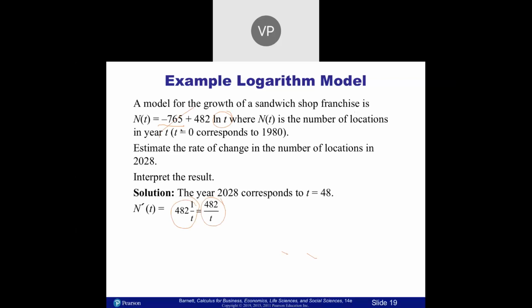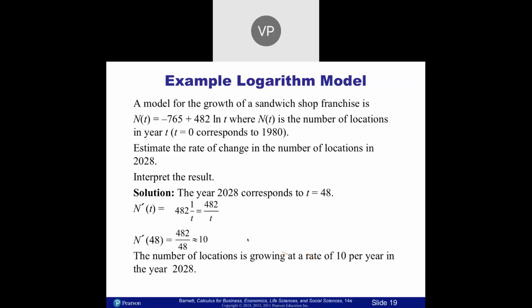Or in this case, 48 over t. That's the derivative. That's what tells us the formula to tell the rate of change. So that's why we found the derivative, because it said rate of change. Now we're going to plug in the 48 to that new formula right here. And you see we get a little more than 10, but it's telling us that in the year 2028, we'll be growing at a rate of about 10 shops per year. Okay, yeah, 10 shops. So that's what the conclusion is then.